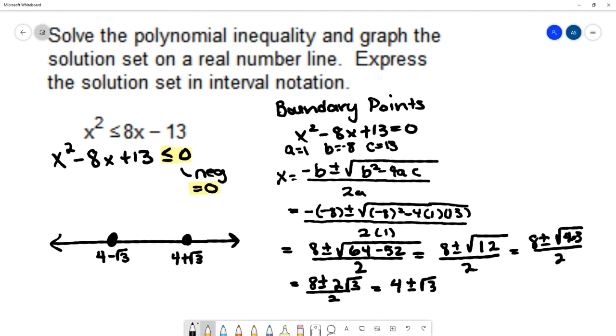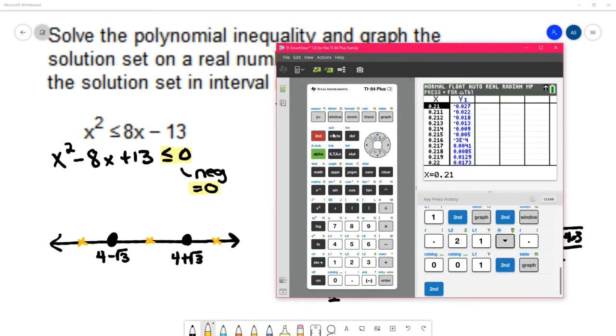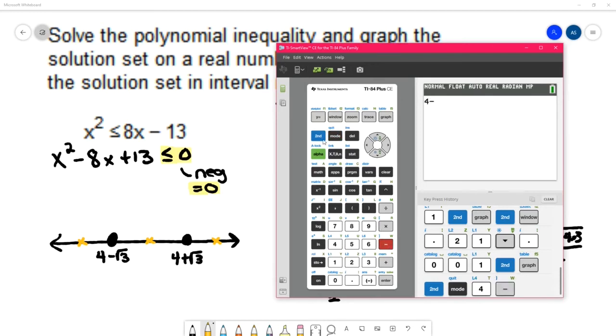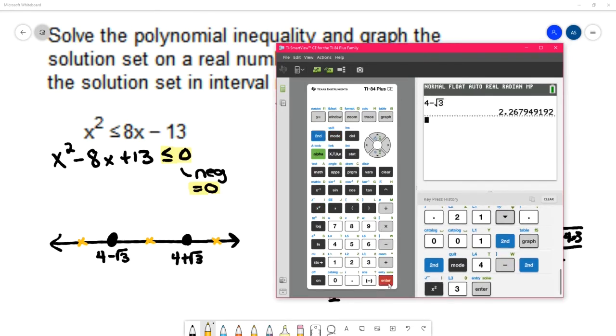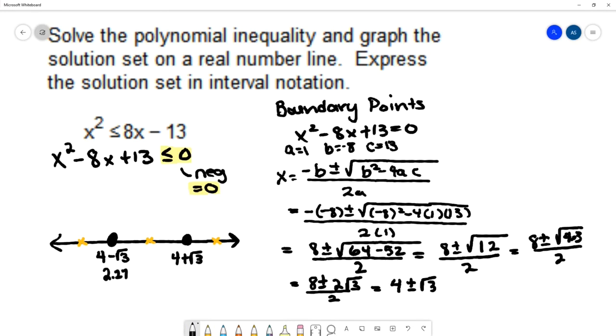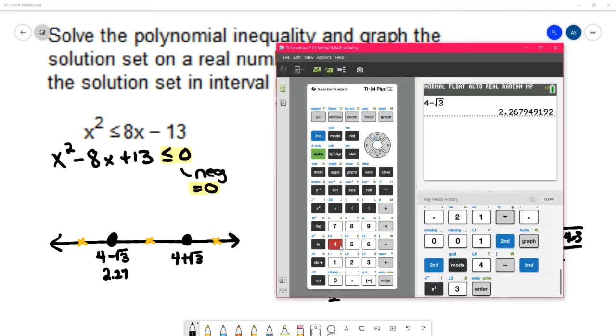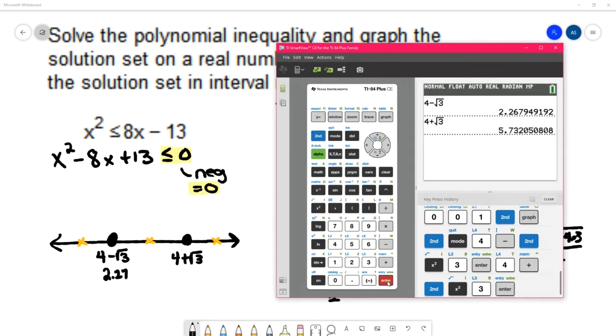So now I need to test each one of these intervals. So I need points in each one of those intervals. Before I can choose points, it would be helpful if I knew what 4 minus square root of 3 is and 4 plus square root of 3 is. Otherwise, I'm just guessing. So let's, in the calculator, write 4 minus square root of 3. That's 2.27. And 4 plus square root of 3 is 5.7.